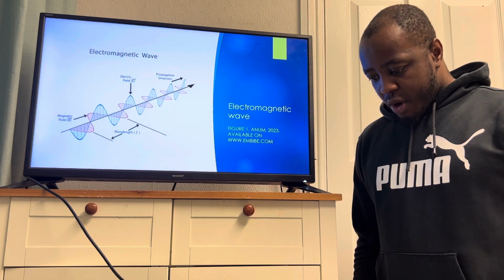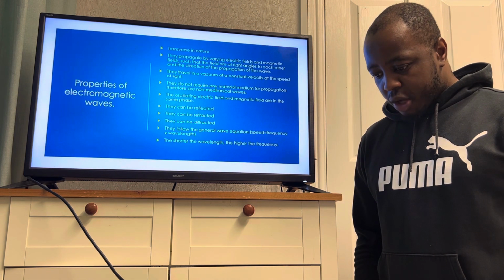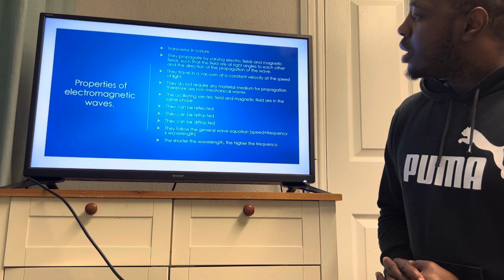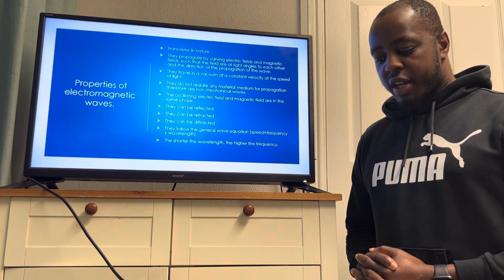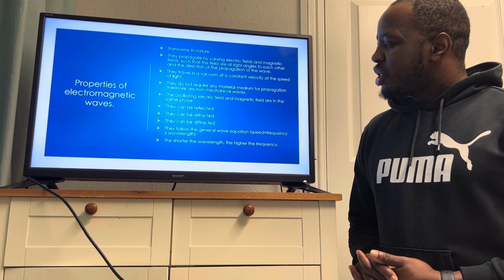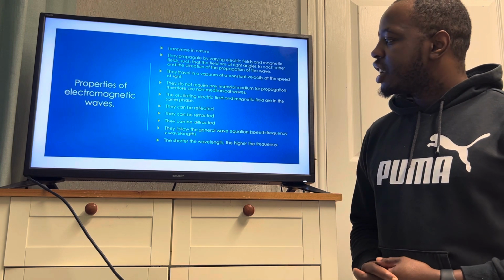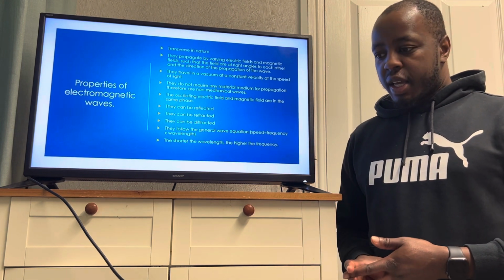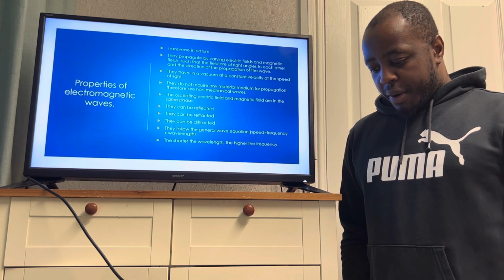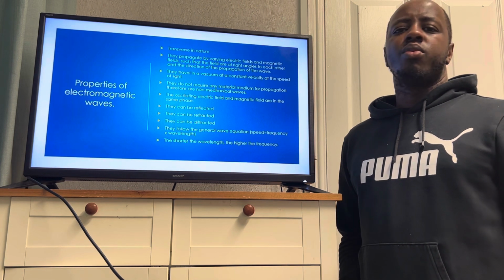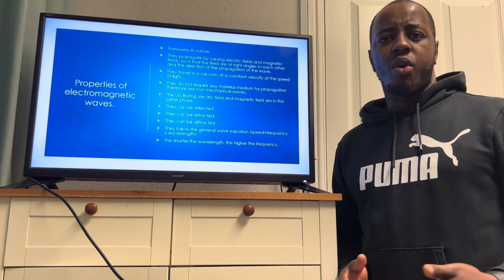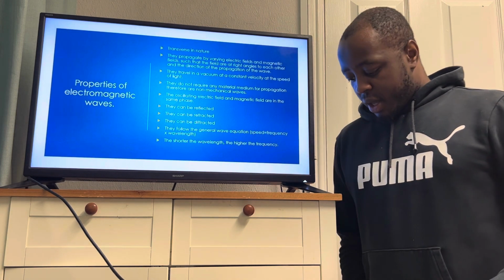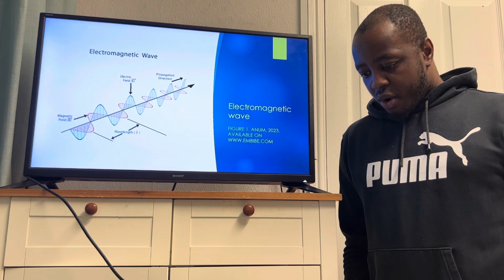Right, if we can move forward from that, back to our properties. Electromagnetic waves can be reflected, refracted, and diffracted, which basically means that they can change direction. They can be thrown back without being absorbed, and they can go around obstacles. And they follow the general wave equation, which is speed equals frequency multiplied by wavelength. Okay, so let's move on from that.